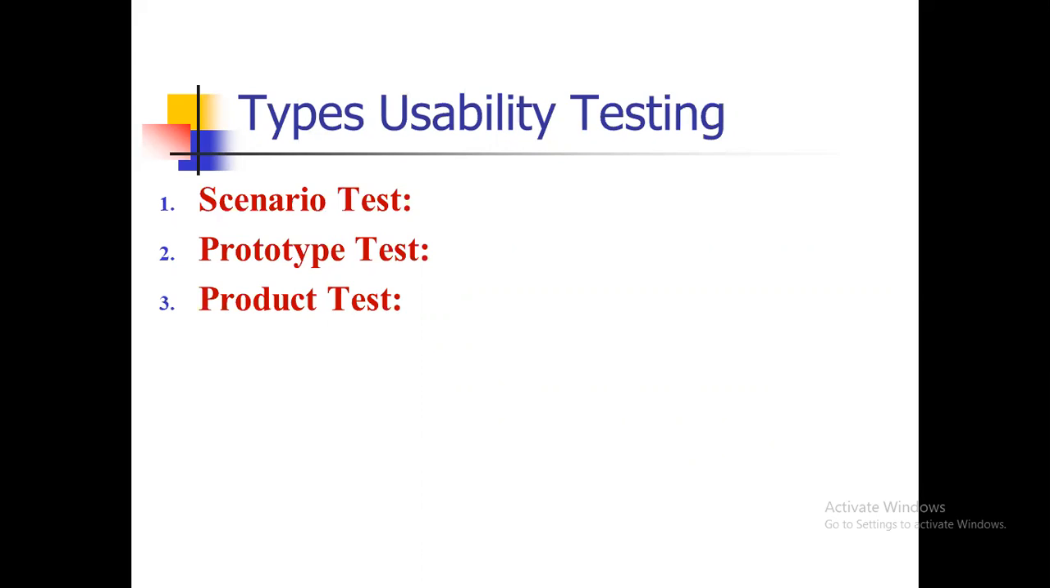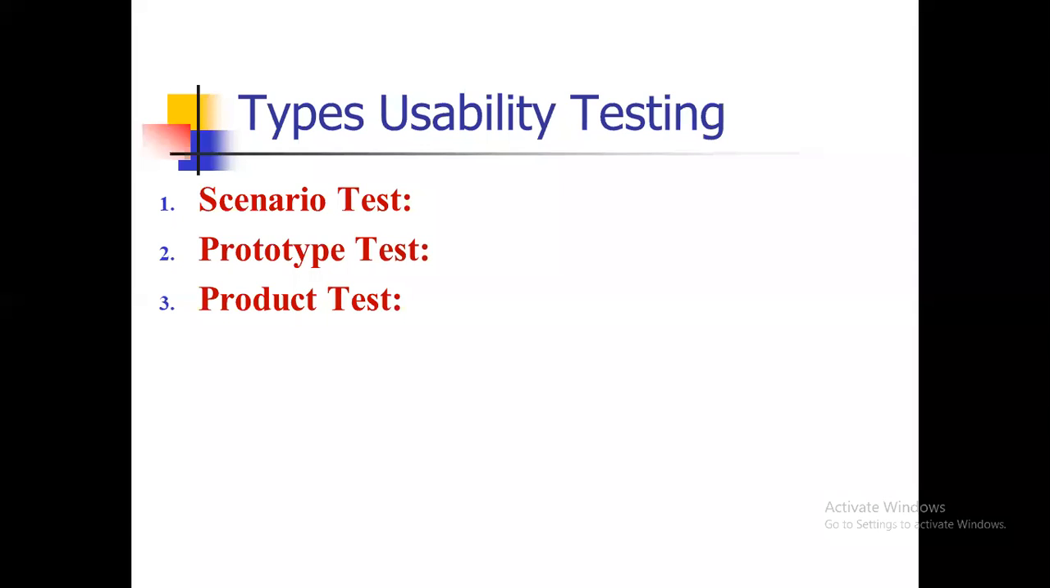Here, in the scenario test, one or more users are presented with a specific scenario. If the community or group of users is available, then the developers can quickly identify whether the system is accepted by the users or not, that is, whether the system is user friendly or not.